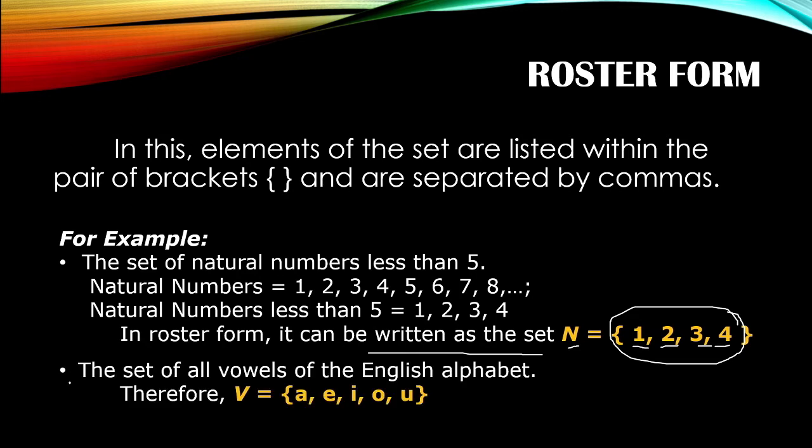Another example, the set of all vowels of the English alphabet. Instead of writing the statement, we listed the vowels from the English alphabet. So V represents the vowels. Set V has the elements A, E, I, O, and U. So this is a roster form.